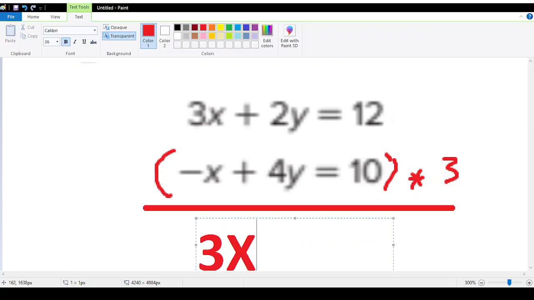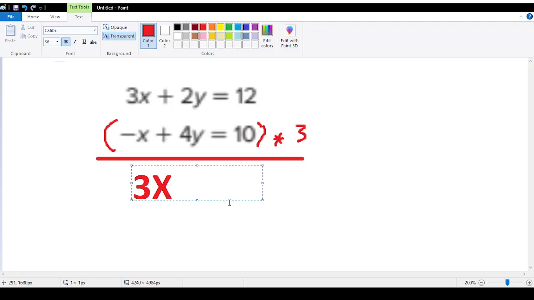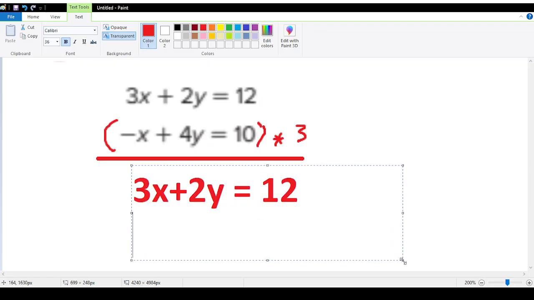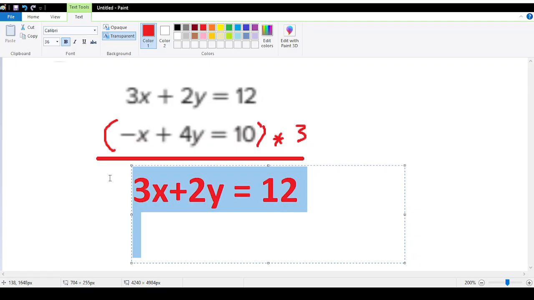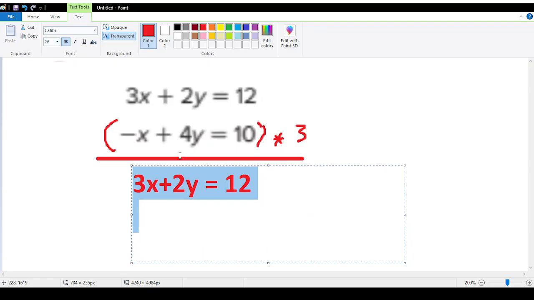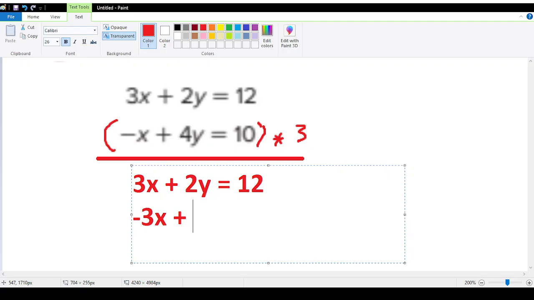Then, first of all we're going to rewrite the first equation. So it's gonna be 3x plus 2y equal 12. Now for the other equation, let's multiply it by 3. How much will it be? Minus x times 3. Minus 3x, right? Okay, correct. Now 4 times 3. 4 times 3 is 12. 12 what? 12y.